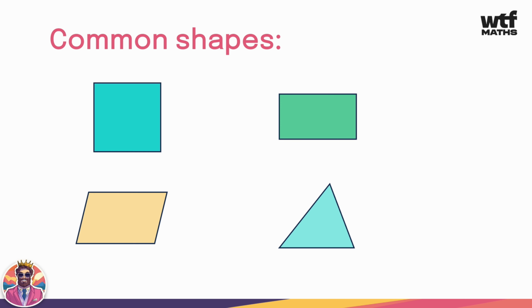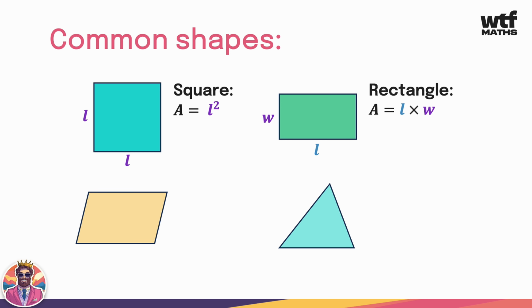Now to save time, we can just learn some formulas to find the area of shapes pretty quickly. So the first shape is a square. It's the same length on every side, so the area would be length times length, or length squared. The next shape we have is a rectangle. Now this rectangle has a length and a width, so the area is going to be length times width.